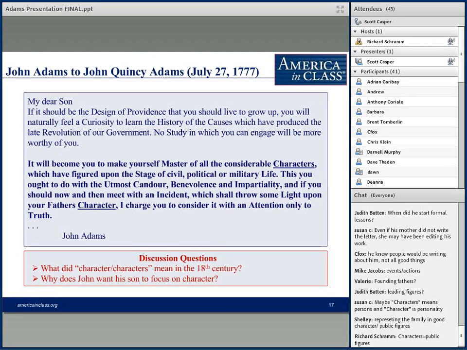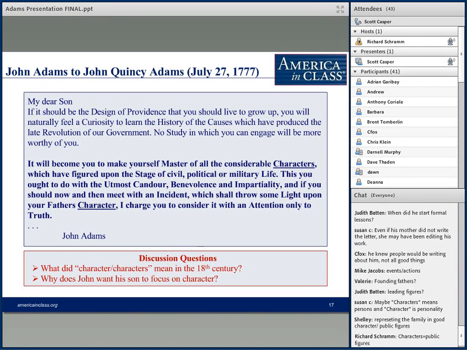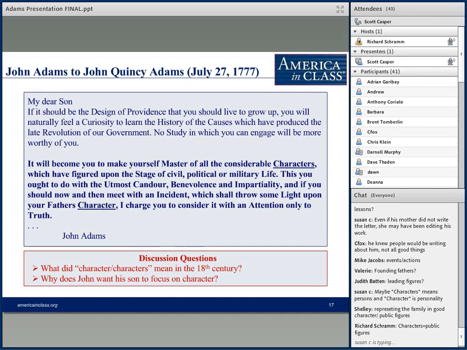Although I love the first line of this letter because in some ways it tells us a lot about the 18th century as well. If it should be the design of Providence that you should live to grow up, what is that telling us? What does that tell us about the 18th century? Lots of kids did not grow up to be adults. Child mortality was much greater in 18th century America than it is in 21st century America. So if God should favor you that you should be an adult, then you will be able to learn more and become a character yourself.